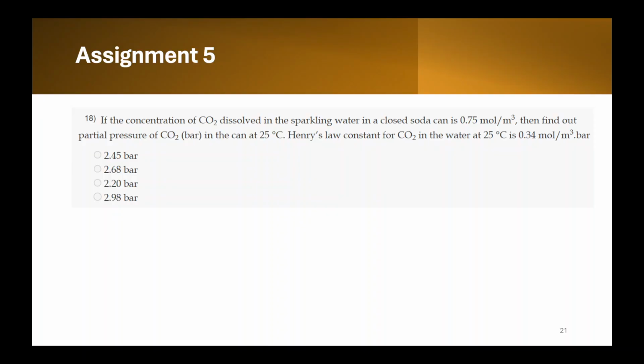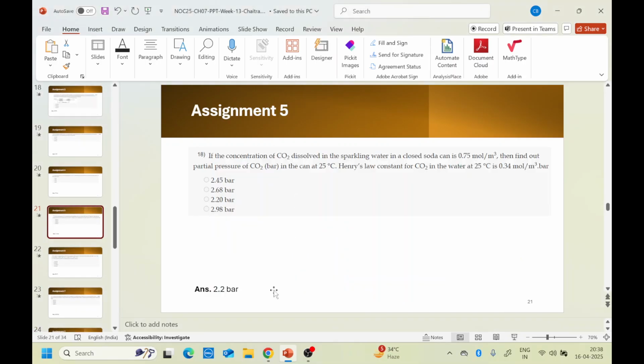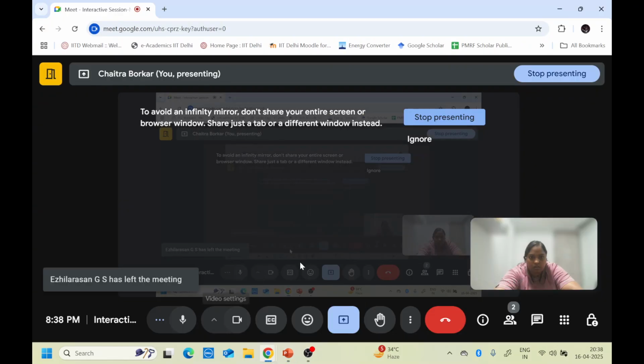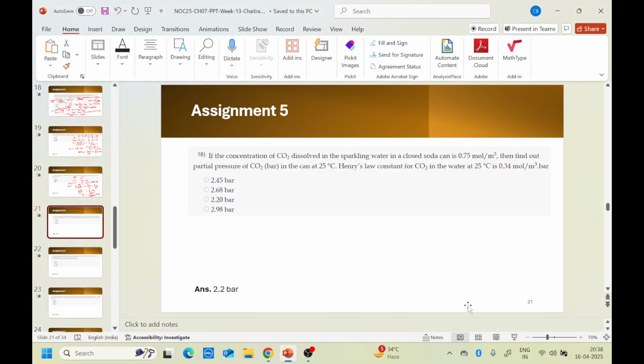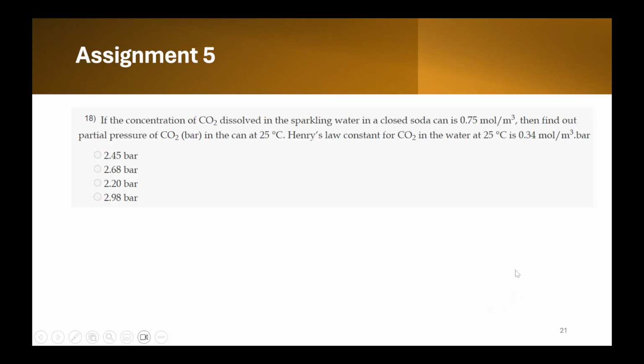Then a question related to your assignment 5. The concentration of CO2 dissolved in the sparkling water in a closed soda can is 0.75 mole per meter cube. Then find out partial pressure of CO2 in bar in the can at 25 degrees Celsius. Henry's law constant for CO2 in the water at 25 degrees Celsius is 0.34 mole per meter cube bar.